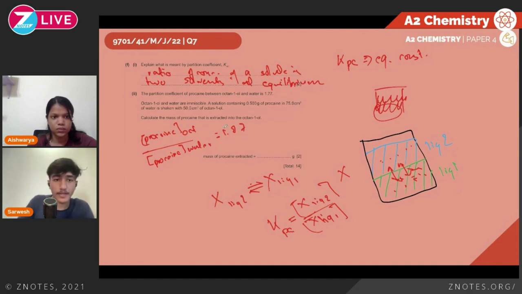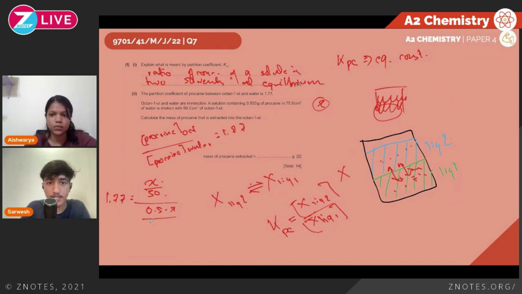So let's see over here. You've got 1.77 equals the concentration of procaine in octanol. So let's say X amount is in octanol. So X over 50 is in octanol. That's the concentration in octanol, the mass over the volume of octanol. So 0.5 minus X is in water divided by the volume of water, which is 75. So, basic algebra, you would get X equals somewhere around 0.271 gram. So that is your mass of procaine which is in octanol. So 0.271 gram. And that's pretty much it for this paper.